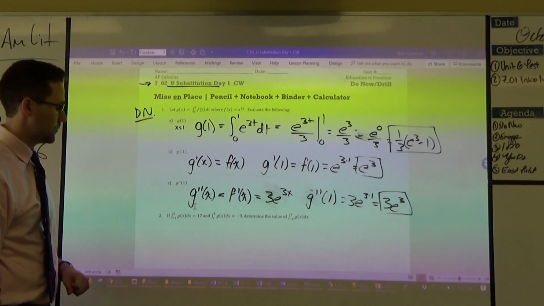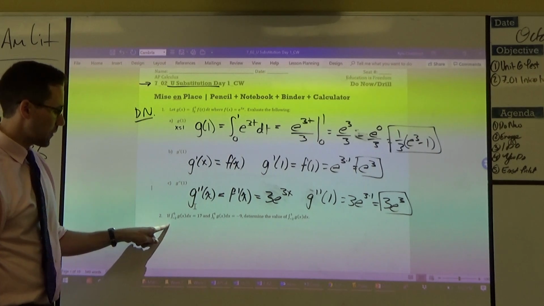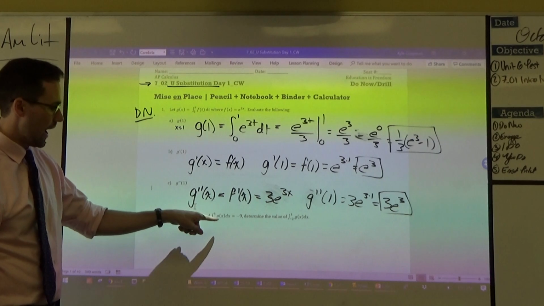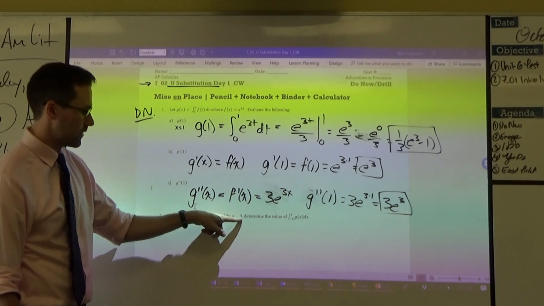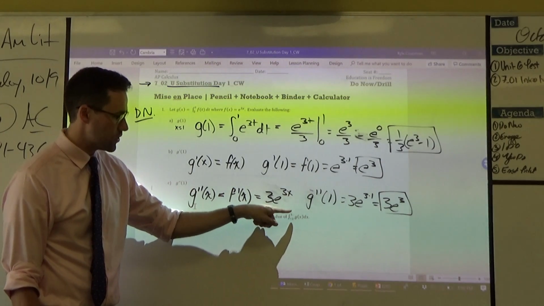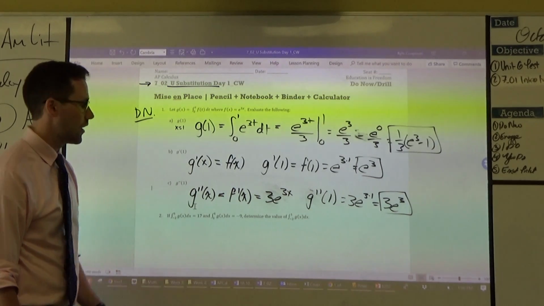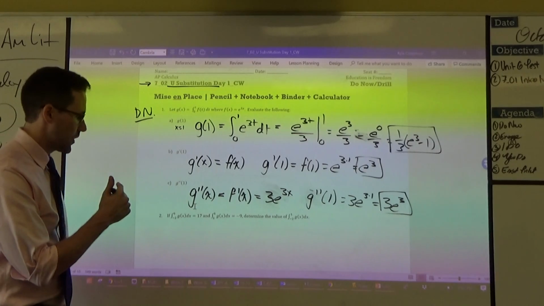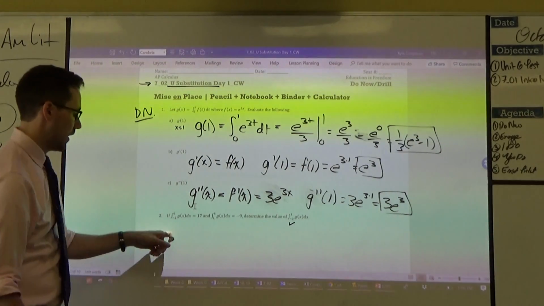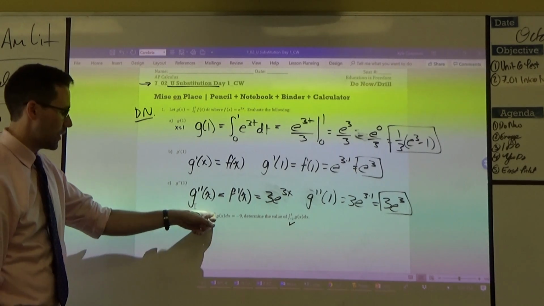Let's talk about number 2. I'm given that the area underneath the curve g of x from -2 to 6 is 17. The area underneath the curve g of x from 1 to 6 is -9. Determine the value of the integral from -2 to 1 of g of x dx. A couple things I noticed right off the bat is that these limits are from -2 to 1. Here I have -2 to 6, here I have 1 to 6.